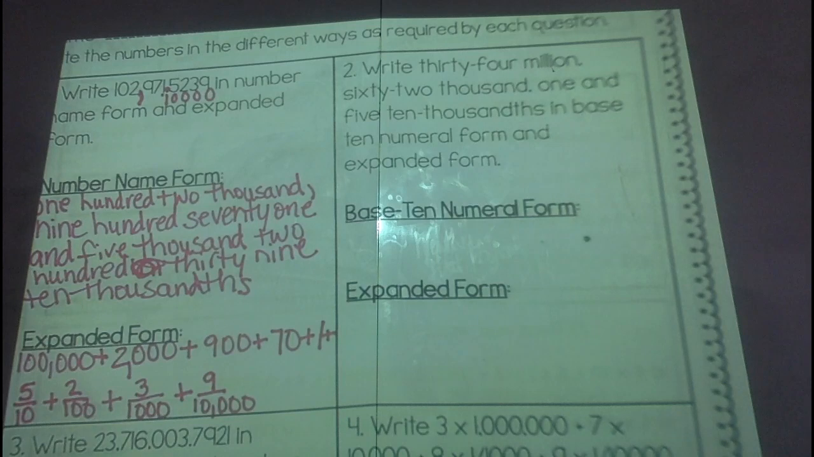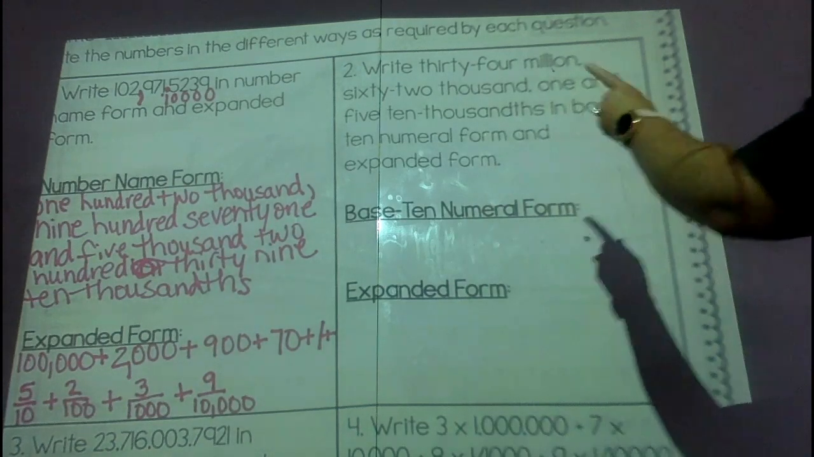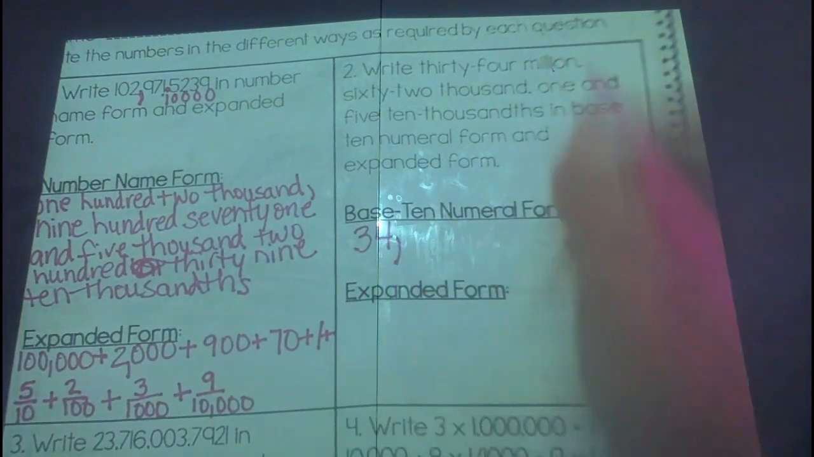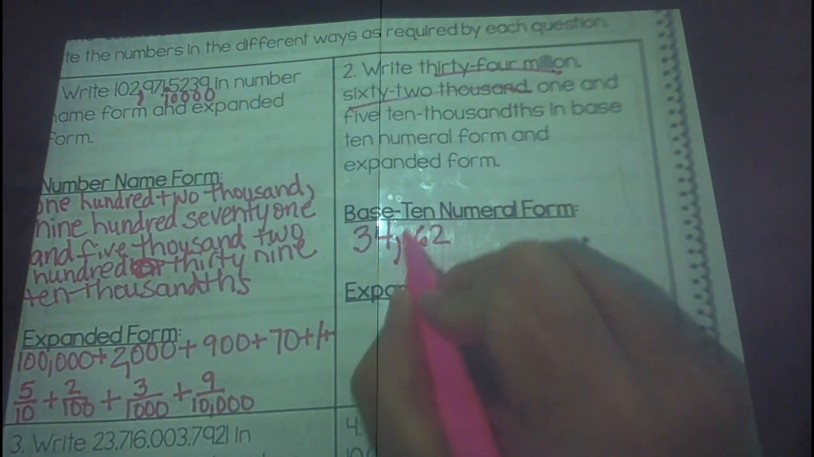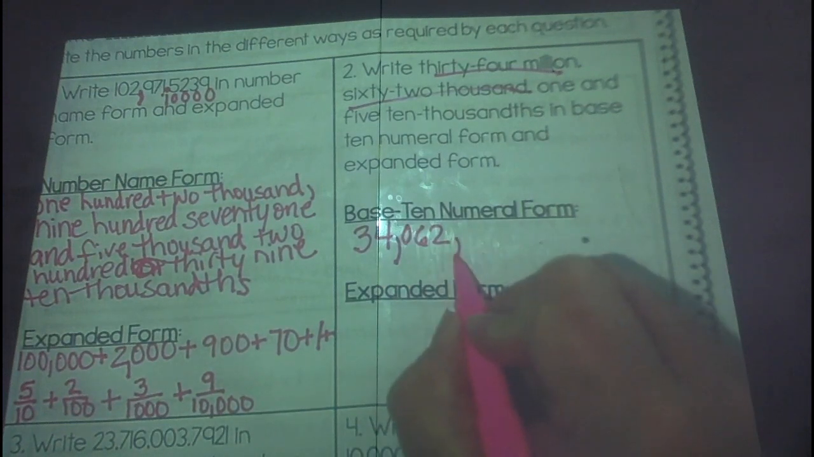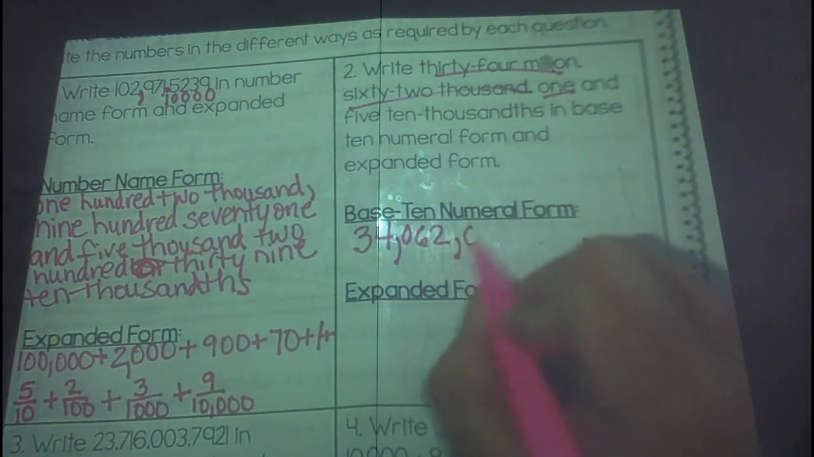We're going to write 34,062,001 and 5 10,000ths in base 10 numeral form and expanded form. Wow, that's a lot. Let's look at that number again. We're going to write 34 million. So let's go ahead. 34 million, comma, got that part. 62,000. We got to have a placeholder 0 there. 0, 0, 1.